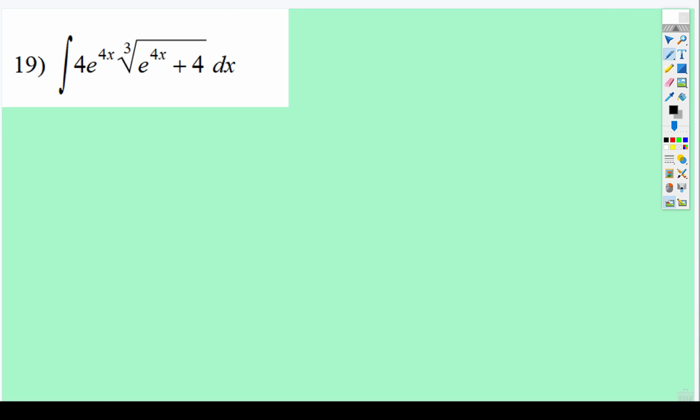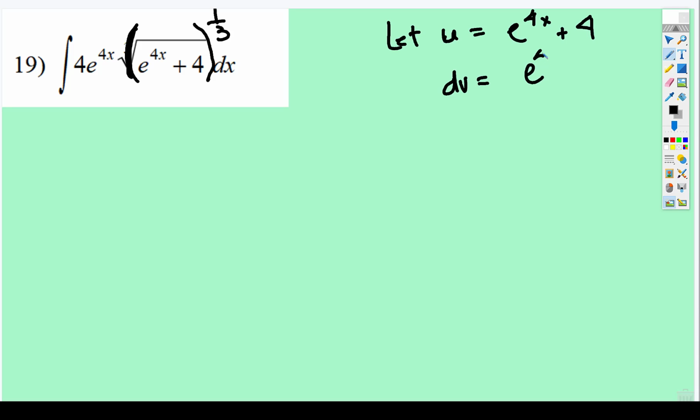All right, this one is a little bit dicey, but notice this is a cube root, so all of this is to the 1/3 power. So let u equal e to the 4x plus 4. Remember, when you take the derivative of an exponential, it's the original times the ln of e, but that cancels, times the derivative of 4x, which is 4.